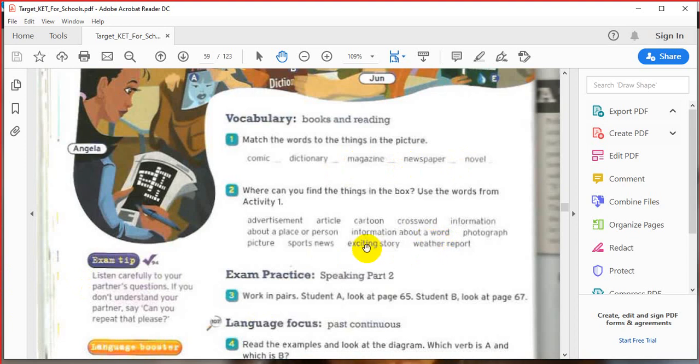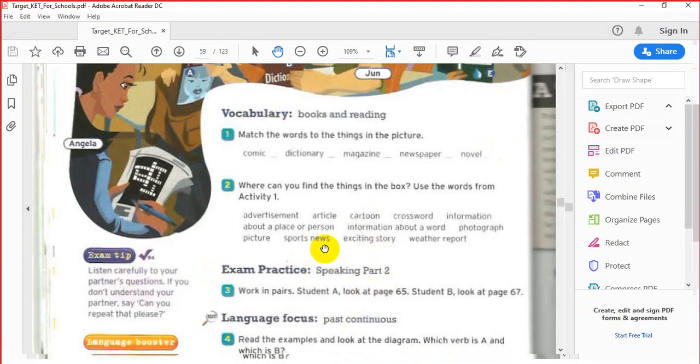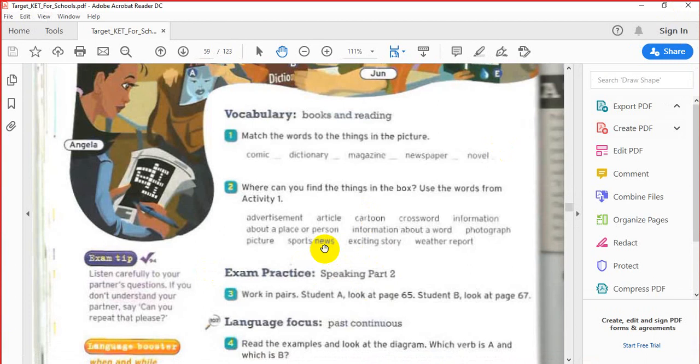Information about a word, like the meaning or definition. For example, we don't know the meaning of article. So we need to find the meaning, and where? Information about a word. We find it in a dictionary. Very good. What about photograph? Picture. Photograph or picture? Where can we find photograph? Photograph is in magazine. Good job. What else? And what about in a newspaper? Can we find picture in a newspaper too, right? Yes. Okay. Same in some novel.